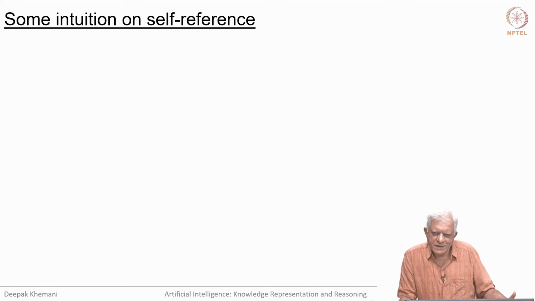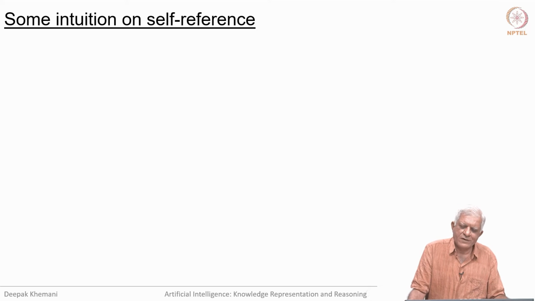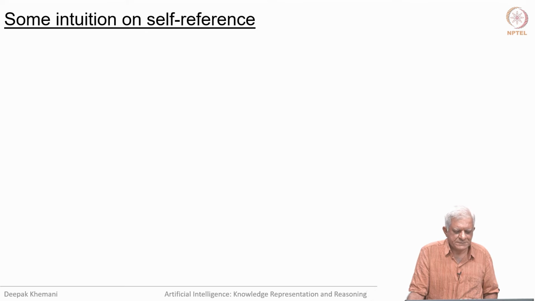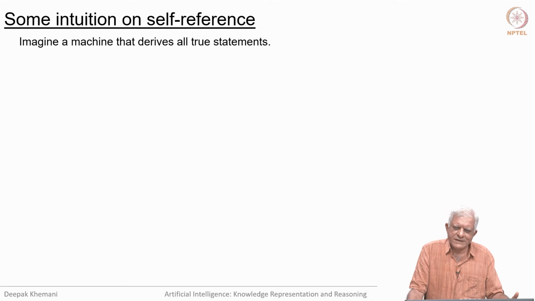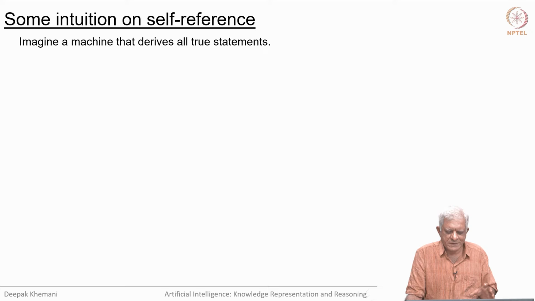So, I would like to give you some intuition on how this self reference can cause a problem in formal systems. Imagine that there is a machine which derives all true statements. Of course, that is the goal that we have. Remember, we want to construct a logical machine which is sound and which is complete. When you say complete, we mean it derives all true statements.